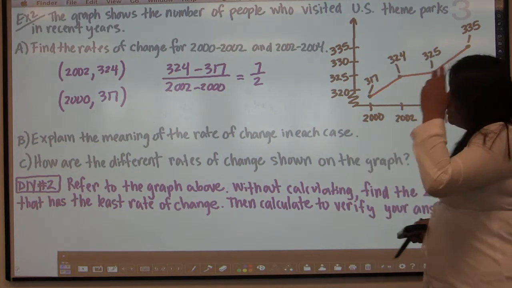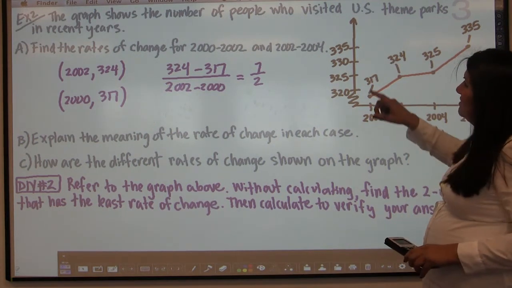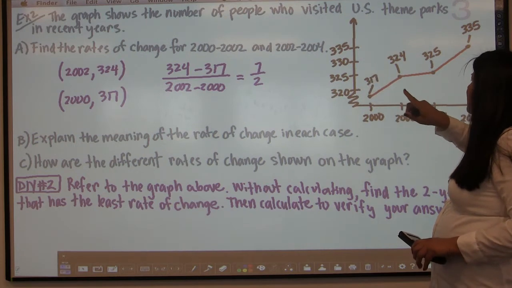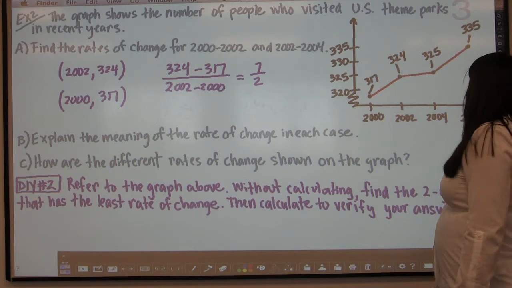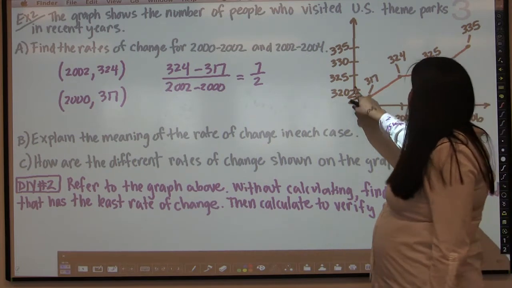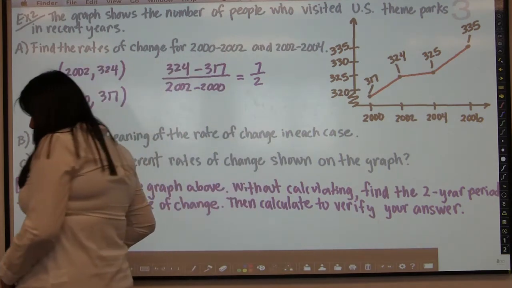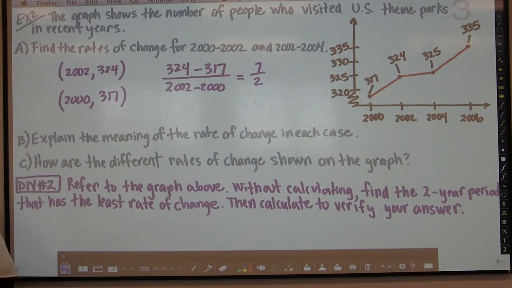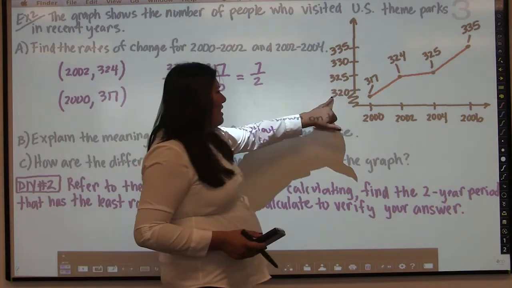In part B, it says explain the meaning. So one thing I did here is the graph shows the number of people who visited the U.S. theme parks in recent years. So this is the years, and this is the amount of people that visited. If you look at the book, it tells you attendance in millions. So this is 320 million.